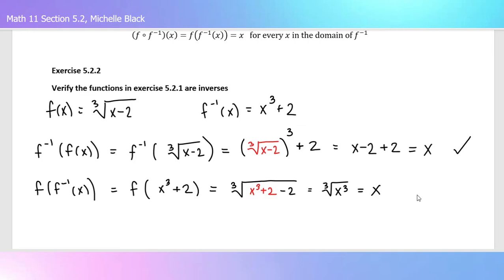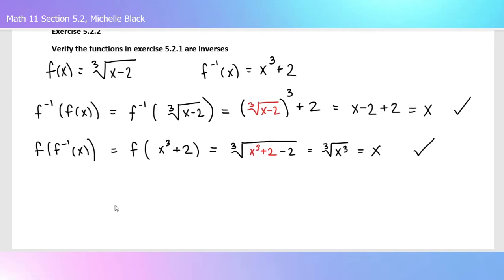And again, if you do the composition in that direction, you should also get x as your answer. So notice f inverse is x cubed plus 2. I plugged that in for my x value into my f function. The plus 2 and the minus 2 went to 0, so I was just left with the cube root of x cubed. The cubes and the cube root go away, leaving just x. So this shows that our functions, the cube root of x minus 2 and x cubed plus 2, are inverses.